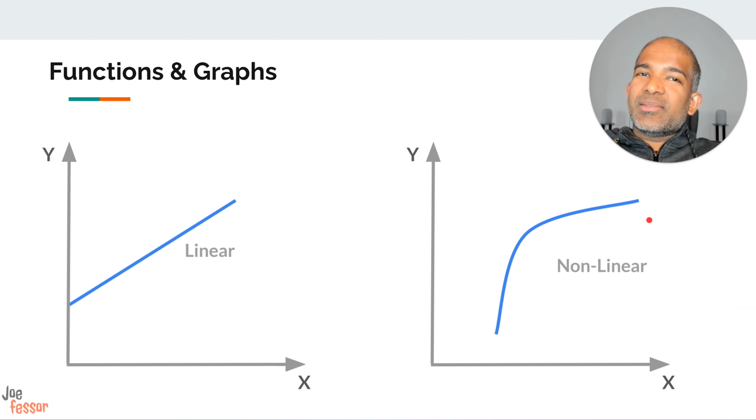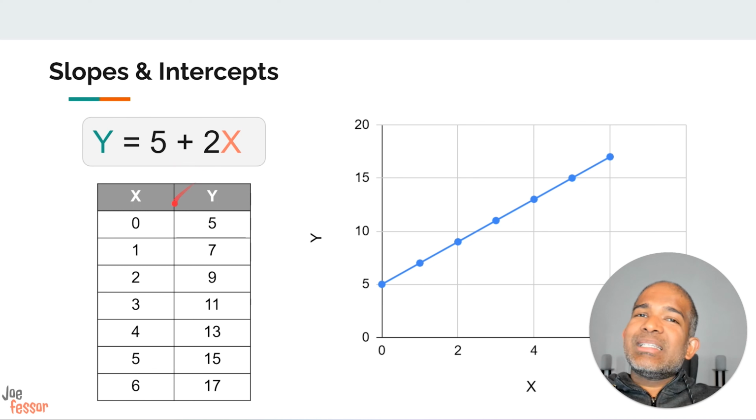Okay, why does this matter? A lot of basic economic models assume linearity. Prices go up, demand goes down in a predictable way. But the real world often isn't that simple. On the other hand, nonlinear functions let us model things like diminishing returns or when the relationship between variables suddenly shifts. Now let's consider a simple example equation: y is equal to 5 plus 2x.